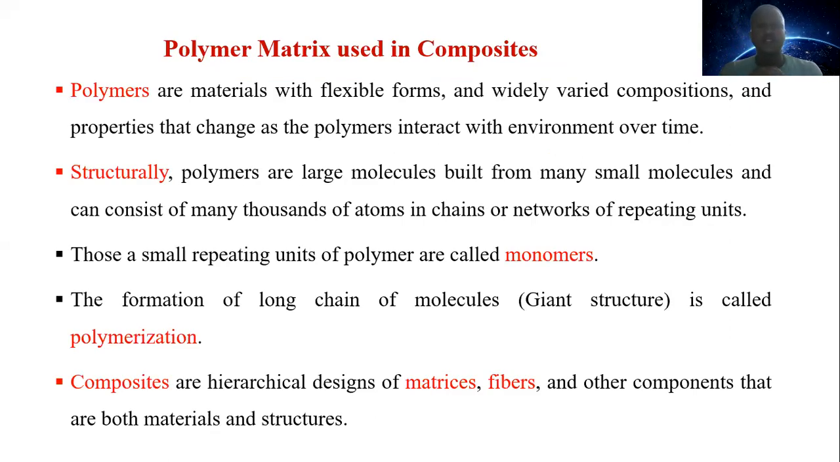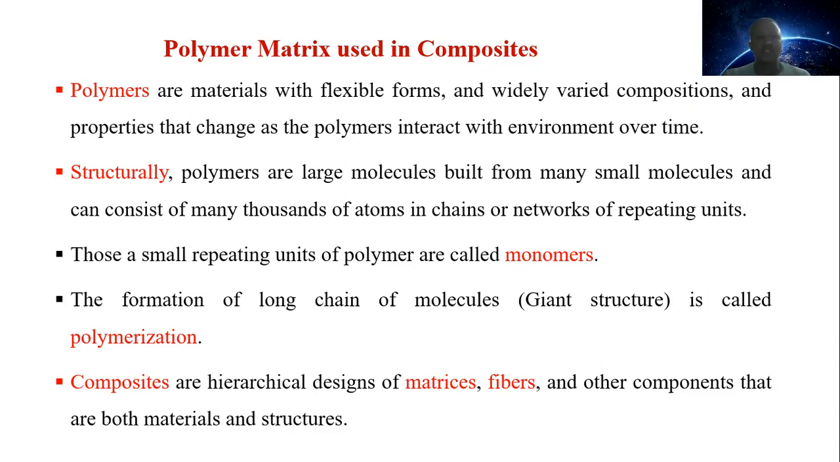So, polymer matrix used in the composites. Polymers are a class of materials with flexible form and widely varied compositions. And the properties change as the polymer interacts with the environment over time.